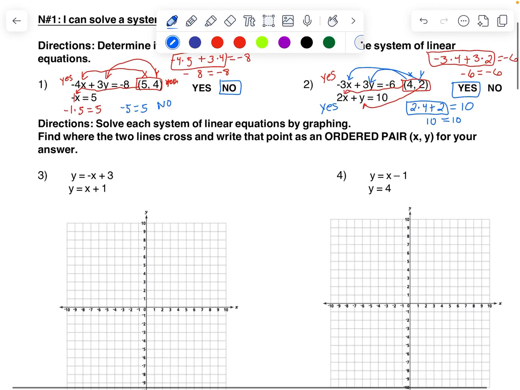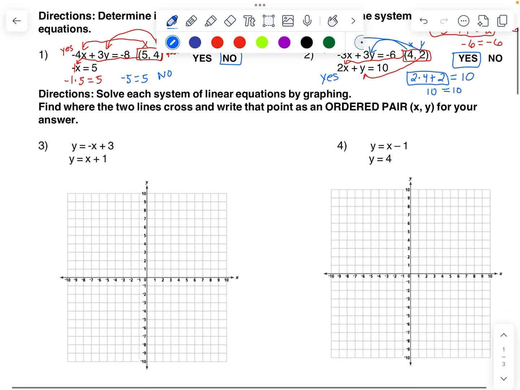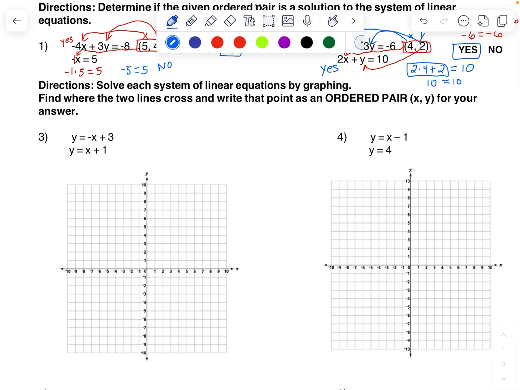All right, moving on to a different topic. Not topic, I guess, but different idea. So, new directions. Solve each system of linear equations by graphing. Find where the two lines cross and write that point as an ordered pair. So there are equations 1 and 2. There are two equations.